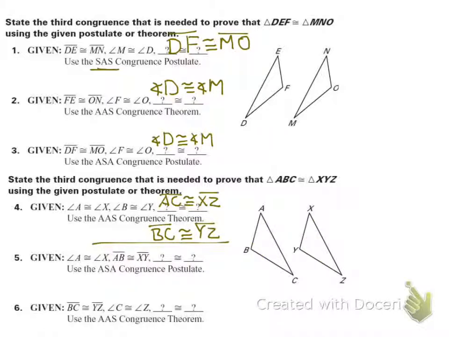We go to number 5. We have A is congruent to X, AB is congruent to XY. We're looking for angle, side, angle. That's when the side is between the two angles. So if I chose angle B and angle Y, we would have angle, side, angle.